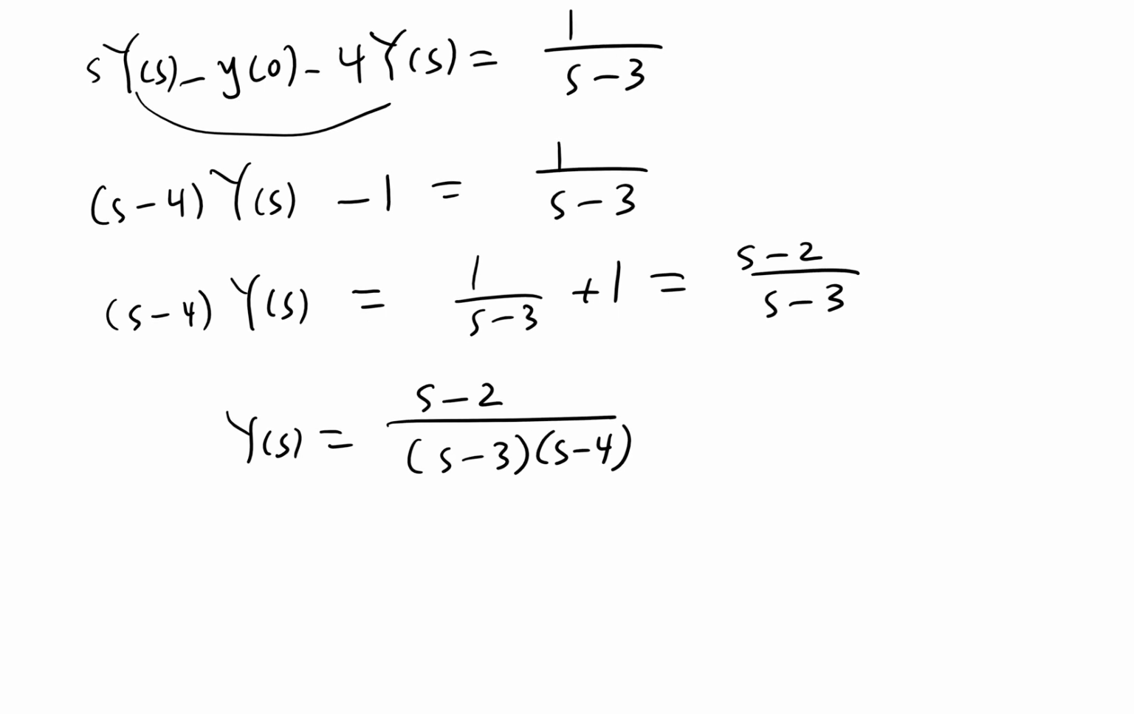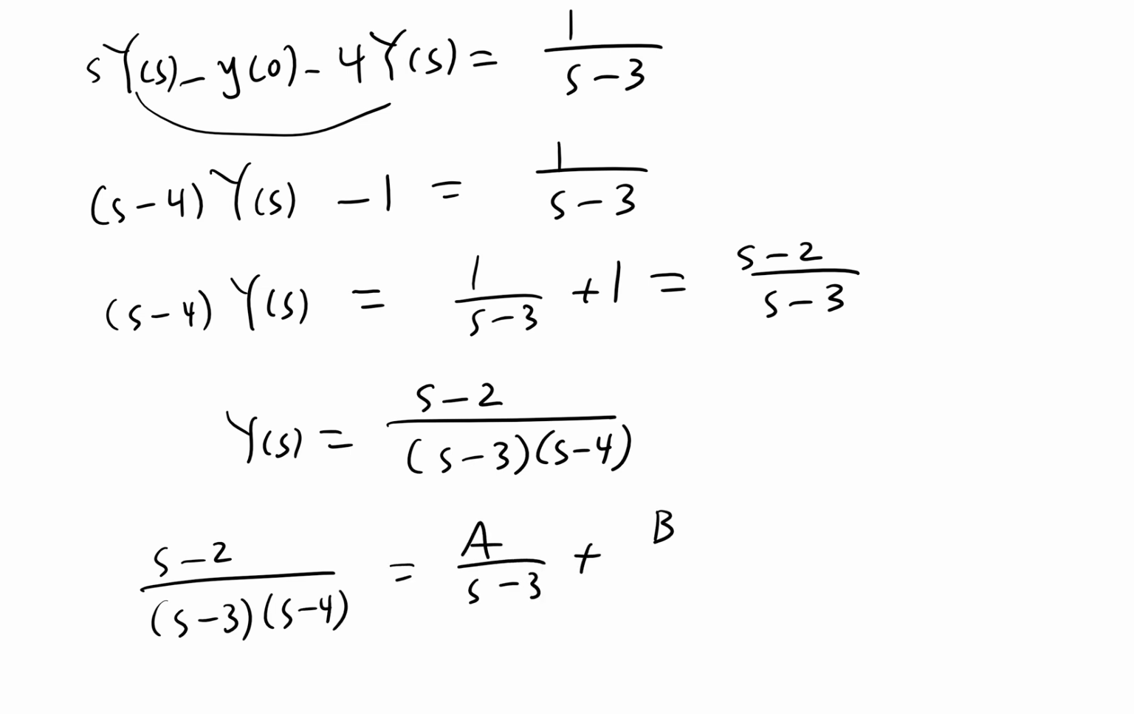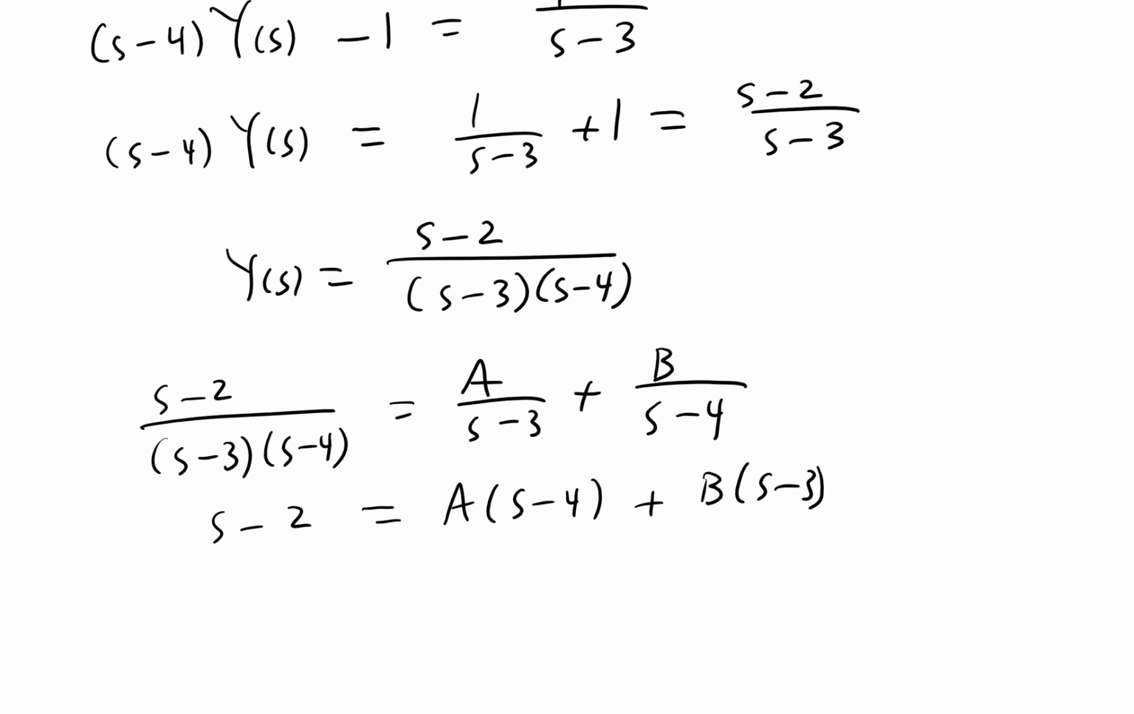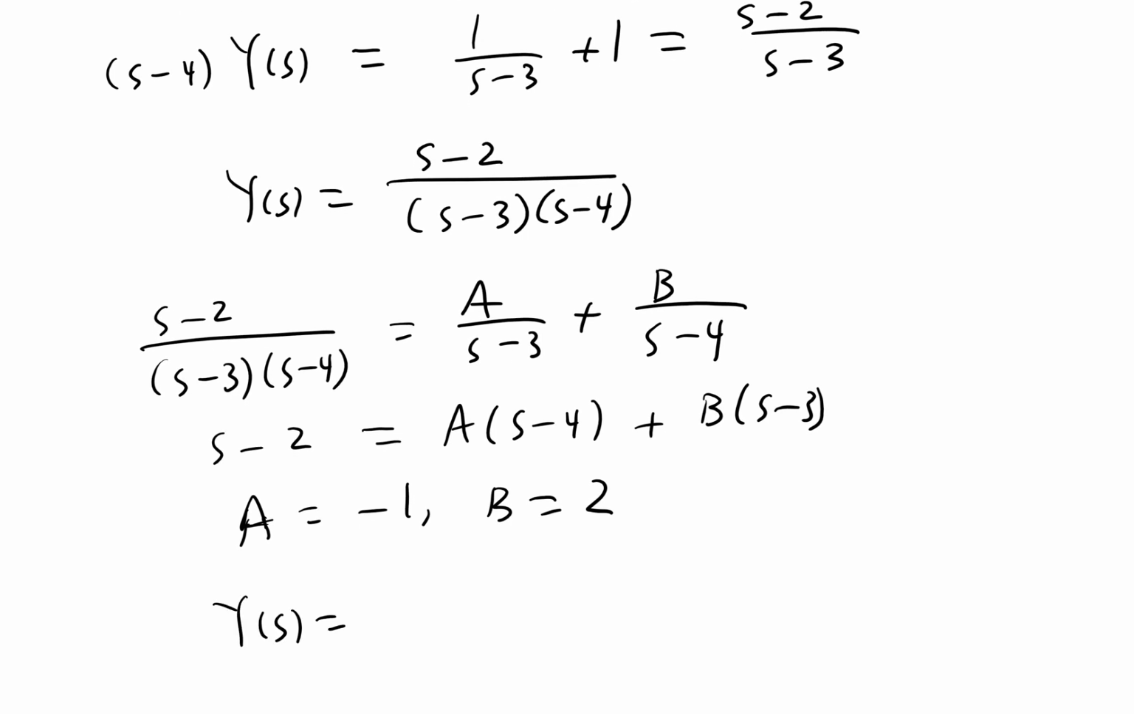To find the inverse Laplace of that, we need to work on the right-hand side. So how do we work on the right-hand side? We use partial fraction decomposition. So this can be written as a over s minus 3 plus b over s minus 4. Then multiply everything by the least common denominator. So we get a times s minus 4 here and b times s minus 3. Not difficult to solve for a and b. We got a to be -1 and b to be 2. So then Y of s can be written as -1 over s minus 3 plus 2 over s minus 4.